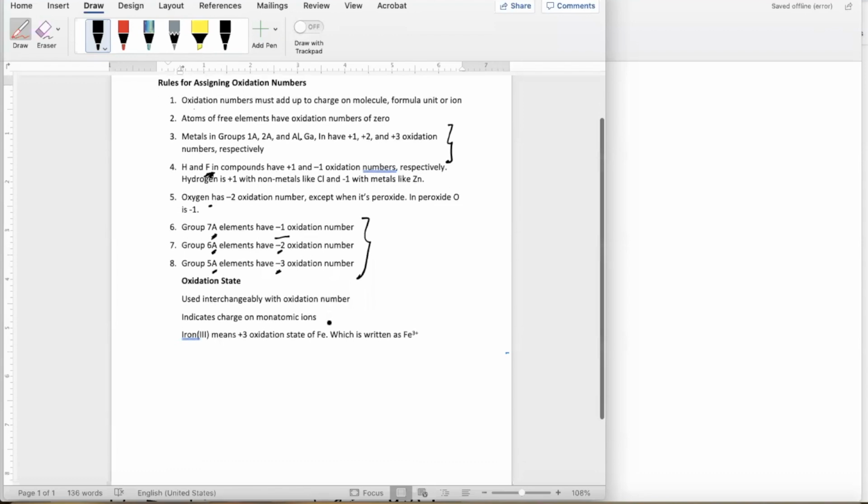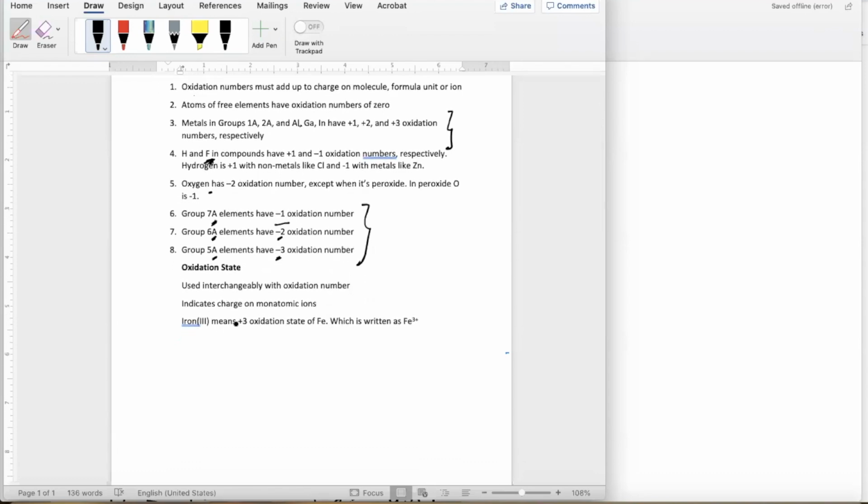Now, the last part here, you know pretty well. The oxidation state word is used interchangeably with oxidation number. So we just mentioned that oxidation number and oxidation state are the same thing, and they indicate the charge on single atom ions. It's always per atom. And guys, look here. What does iron parentheses 3 actually mean? That +3 is the charge for Fe. It's just mentioning that again, which is Fe3+. It's written as iron(III). You all knew that already from nomenclature.